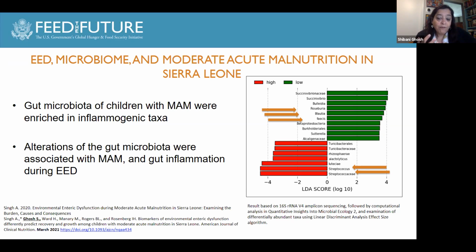As I said, we would have loved to have an assessment of mycotoxins relative to the gut microbiota as well as gut inflammation with the EED markers, but we don't have the data. And that's really what I'd like to see us thinking about in the future: what do we know about how mycotoxins interact vis-a-vis the microbiome?